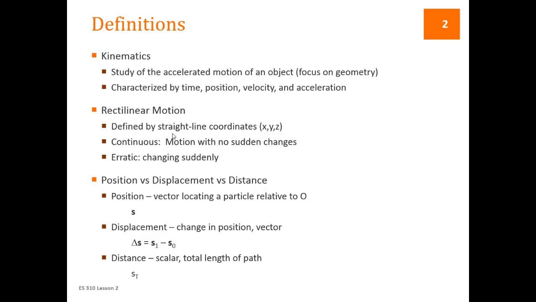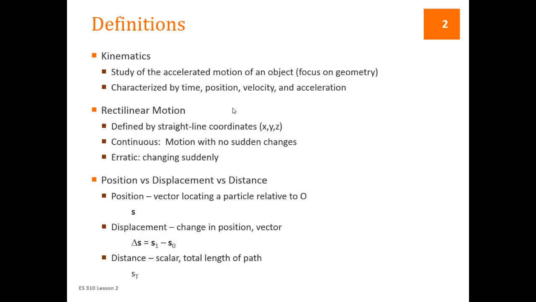The type of motion we're focused on today is rectilinear motion. This is defined by straight line coordinates, x, y, and z. This is the typical type of motion that we're used to dealing with, but later in this semester we will be dealing with motion that's described in terms of other coordinate systems. Rectilinear motion can be continuous or erratic. Continuous motion has no sudden changes in speed, acceleration, or direction, whereas erratic motion changes suddenly. Erratic motion is often described by graphs.